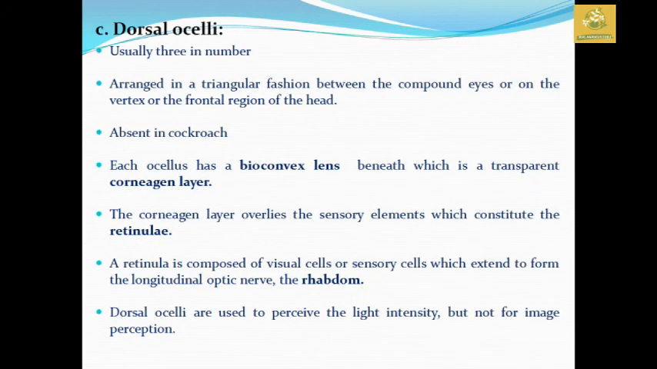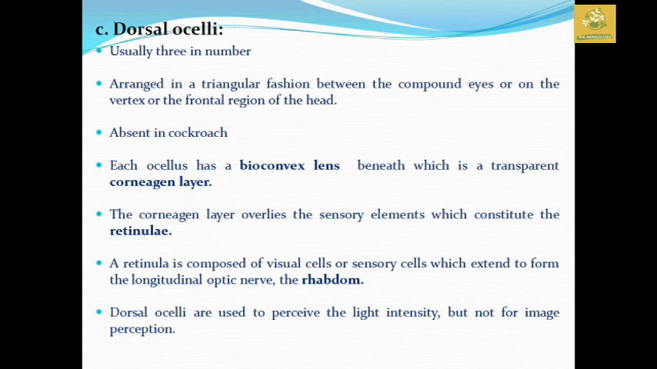And after that we are going to see the dorsal ocelli. They are three in number, and they are arranged in a triangular fashion between the compound eyes as well as the vertex. You can see them on the frontal region of the head of almost every insect, but they are absent in cockroaches.